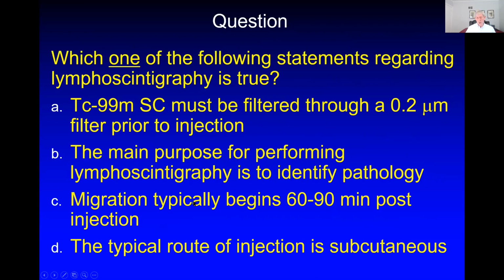Remember, we're just trying to find the drainage pattern. True or false? Migration typically begins 60 to 90 minutes. We know that's false. It could begin as early as 10 or 15 minutes. The typical route is subcutaneous. That's false. We know that it has to be intradermal.